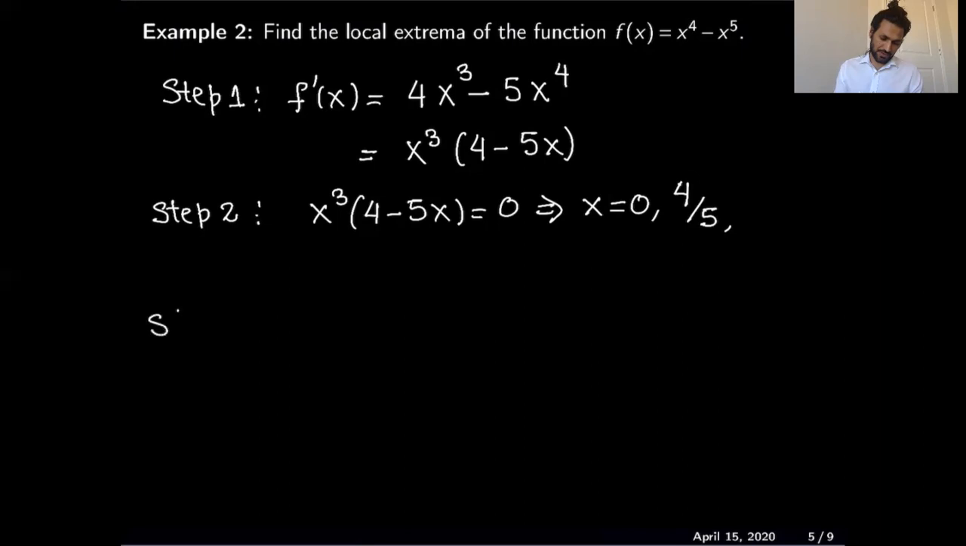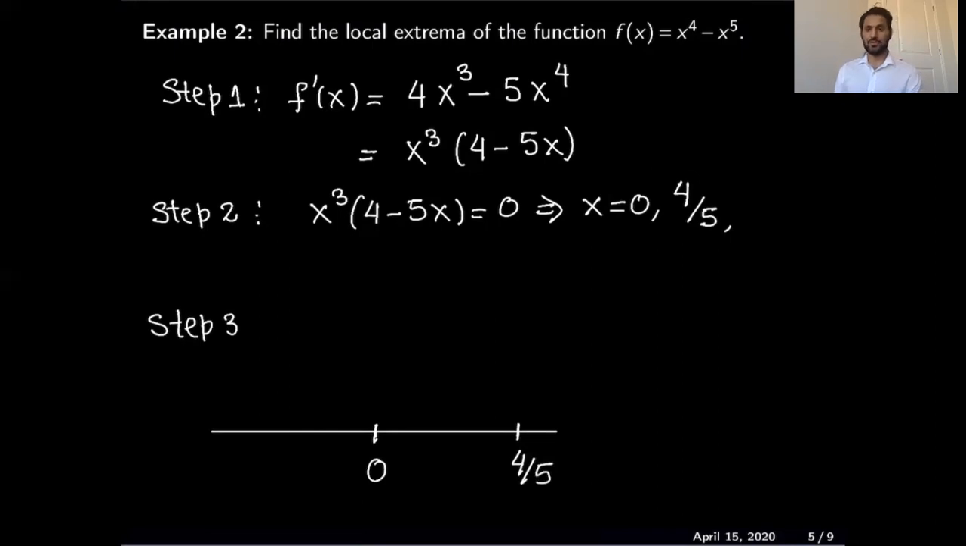In step number 3, I will do the line test. So what are my points? My points are 0 and 4/5. Now it's time to choose some test points. You can pick any point here on this side of the interval or on this side.